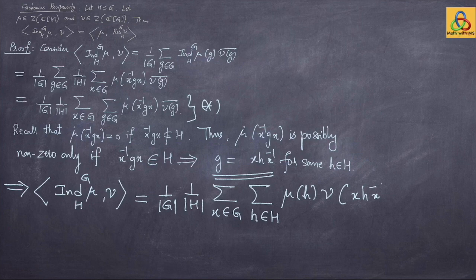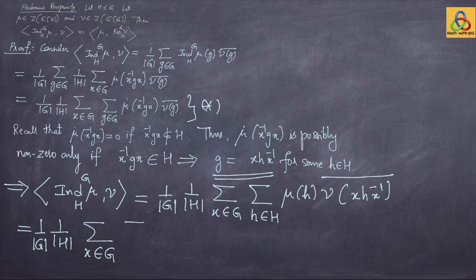But now observe the following. What is nu? Nu is an element in the center of the group algebra of G, that is, it is a class preserving function on G. Nu of x h x inverse is just the same as nu of h. So therefore, this expression is just the same as 1 by order of the group G times 1 by order of H, summation x in group G, summation little h in H, mu of h into nu of little h bar.